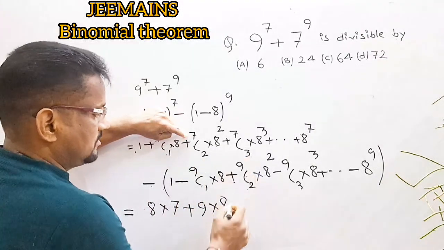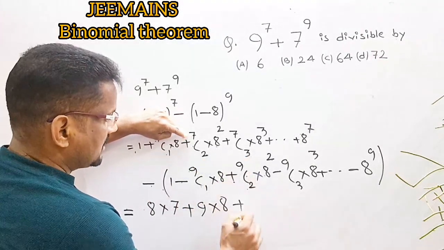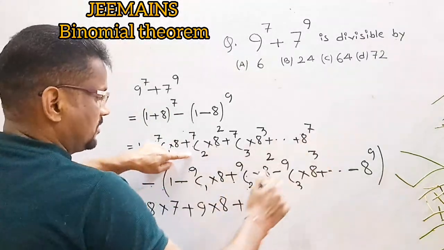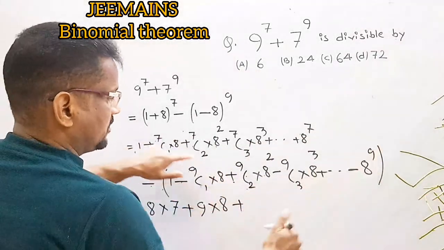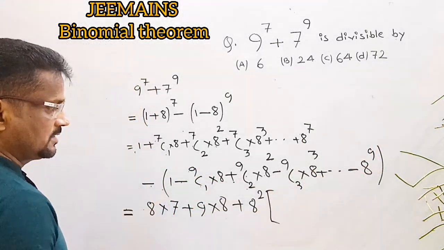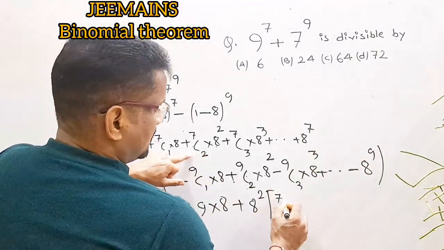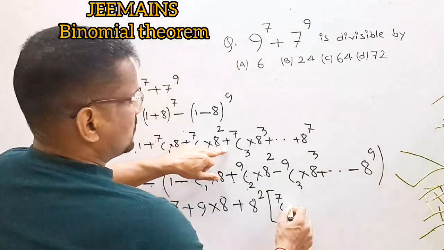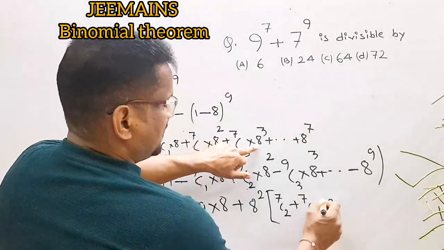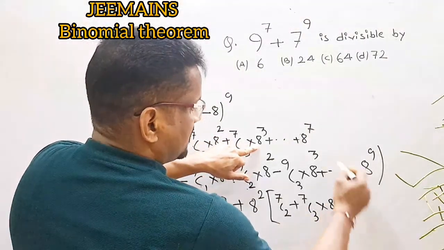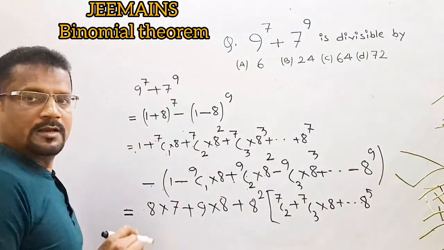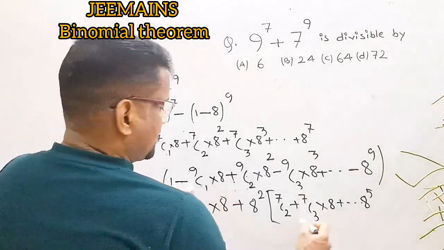So 8 square can be taken out from this step, 8 square, 8 cube and so on, and from this step also 8 square, 8 cube and so on. So let me take 8 square common and write the rest of the terms in the brackets. So 8 square common, it is 7C2 plus 7C3 into what? Only 8 will be left, plus and so on. Here 8 to the power 5 will be left from this.